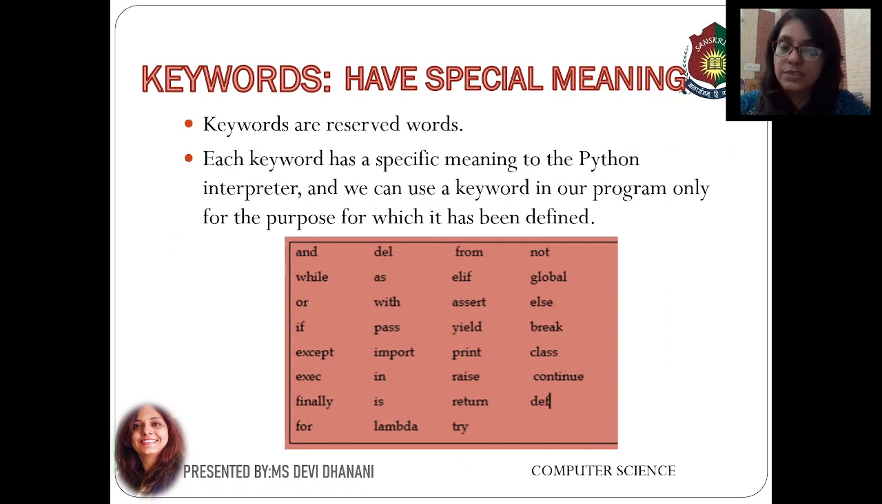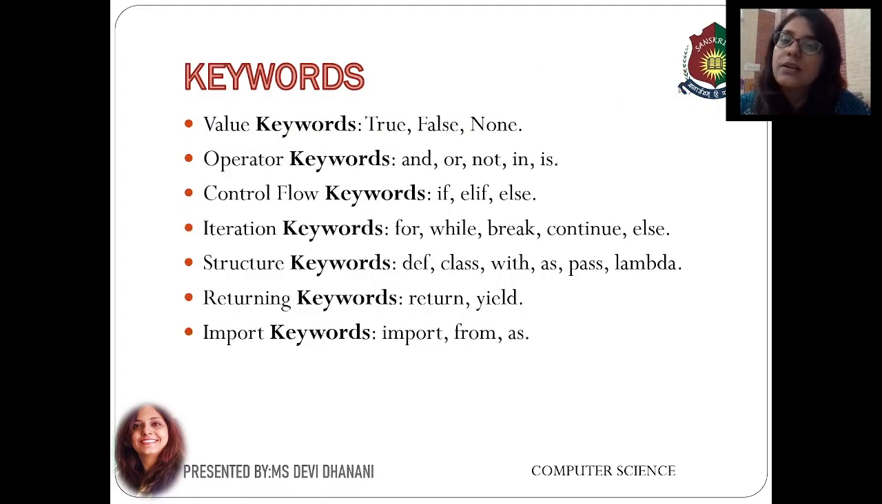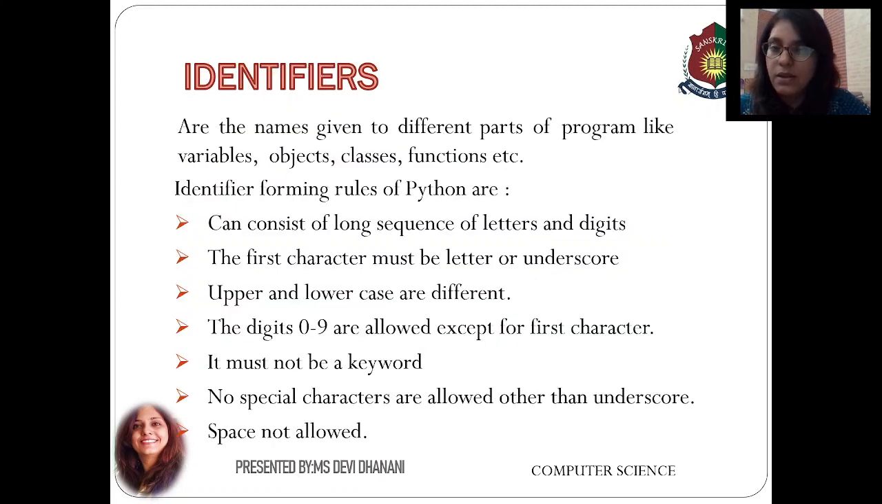Now what are keywords? Keywords in any programming language are the reserved words used for a specific purpose. So in Python also, in Python interpreter, there is a list of keywords which have a specific purpose and can be used for that defined purpose. So here is a list of these words. We will be learning about them in detail in our later sections. These keywords are further categorized into value keywords, operator keywords, control flow keywords, and so on.